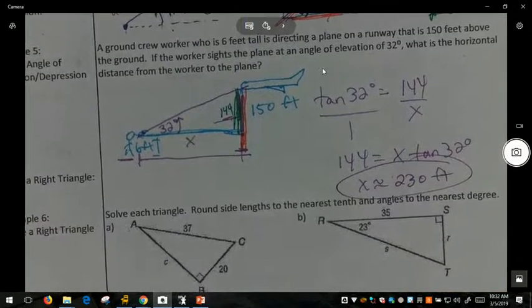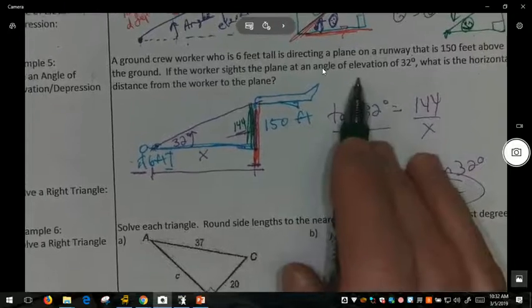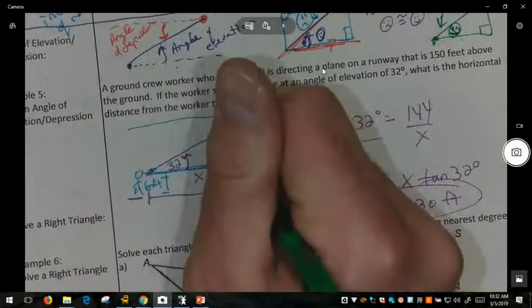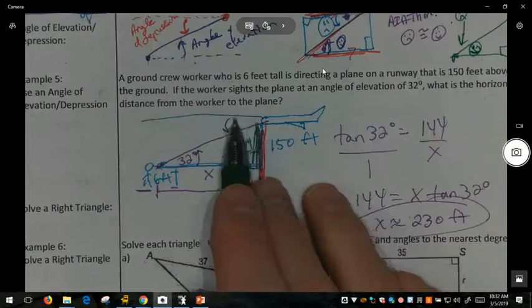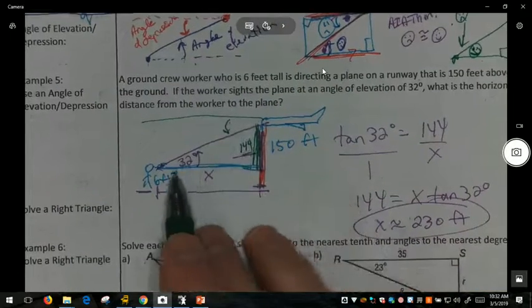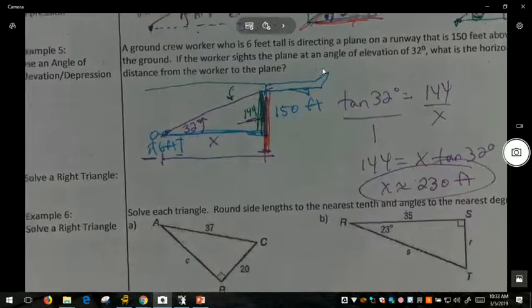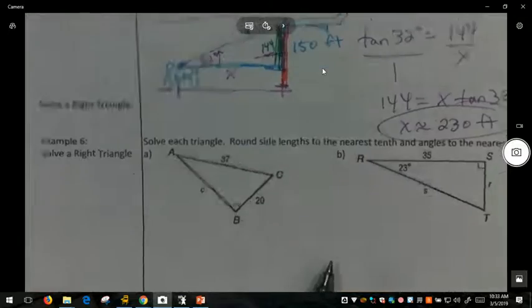Now again, I may give you a problem that has an angle of depression instead. If I said the plane has an angle of depression of 32 degrees, then you would turn that frown upside down and change that into an angle of elevation. You could solve this triangle instead. We'll see some more problems like that in class.